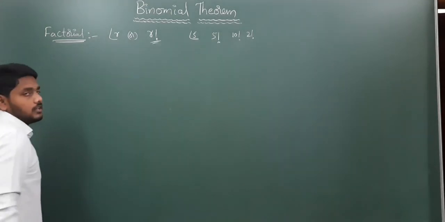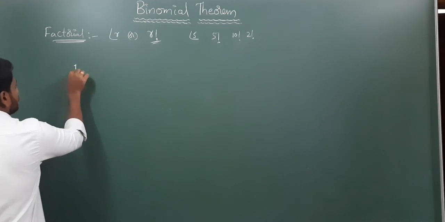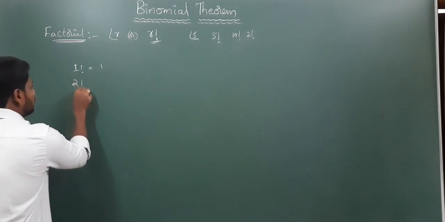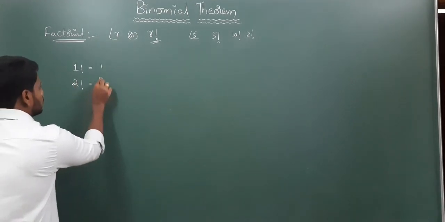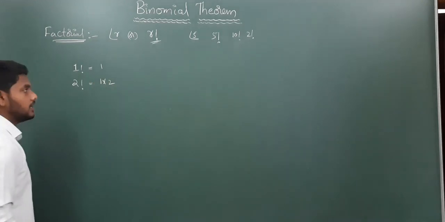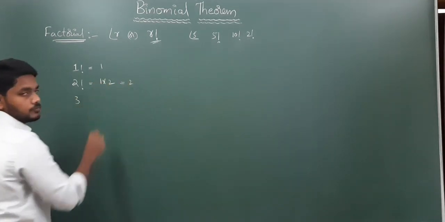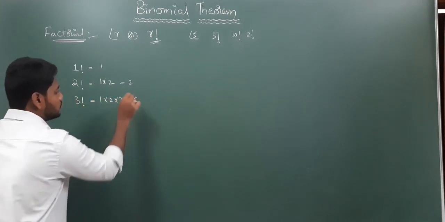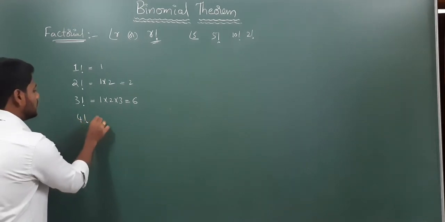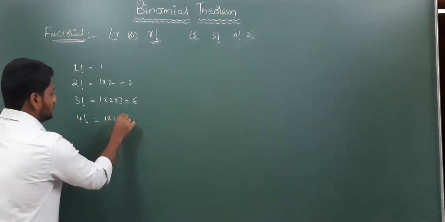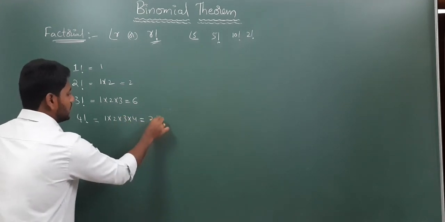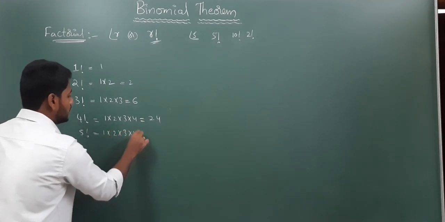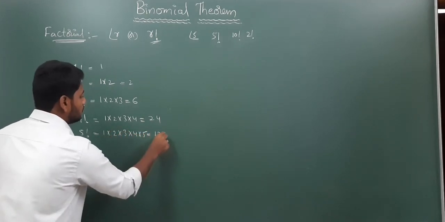Now, what do you mean by r factorial? For example, the value of 1 factorial is equal to 1. The value of 2 factorial is 1 into 2, nothing but 2. The value of 3 factorial is 1 into 2 into 3, which is equal to 6. The value of 4 factorial is 1 into 2 into 3 into 4, which is equal to 24. The value of 5 factorial is 1 into 2 into 3 into 4 into 5, which is equal to 120.